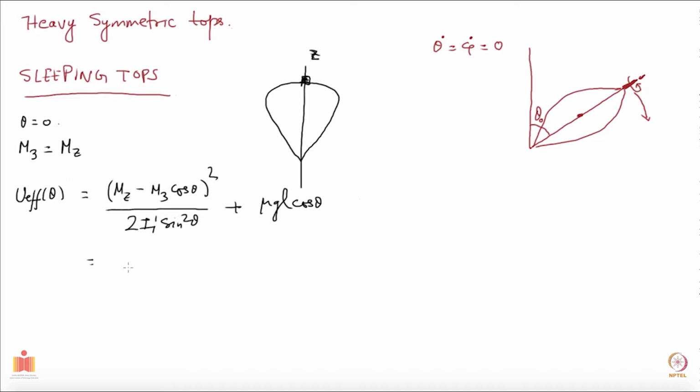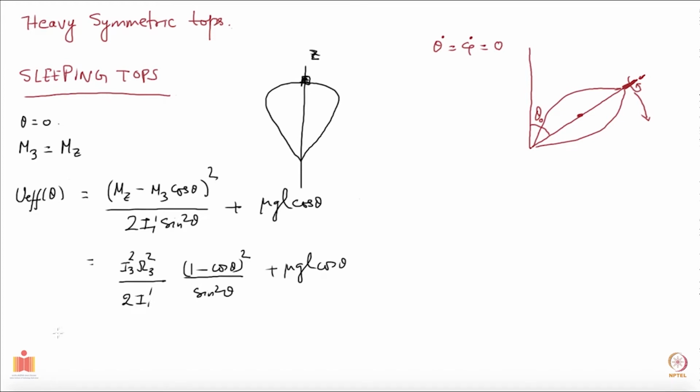Okay, so you have I3 omega 3, both of these squared, and then you have 2 I1 prime coming from the denominator. Then you have (1 minus cos theta) squared over sine square theta plus mu gl cos theta. Okay, and I want to check whether I have an equilibrium position at theta equal to 0.